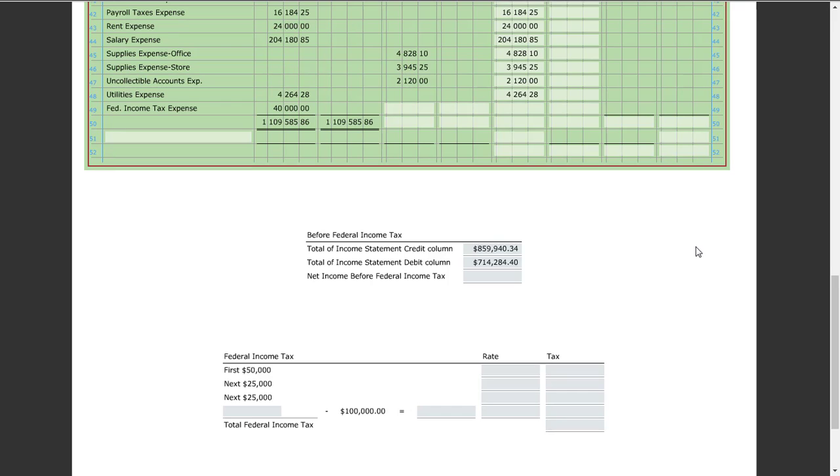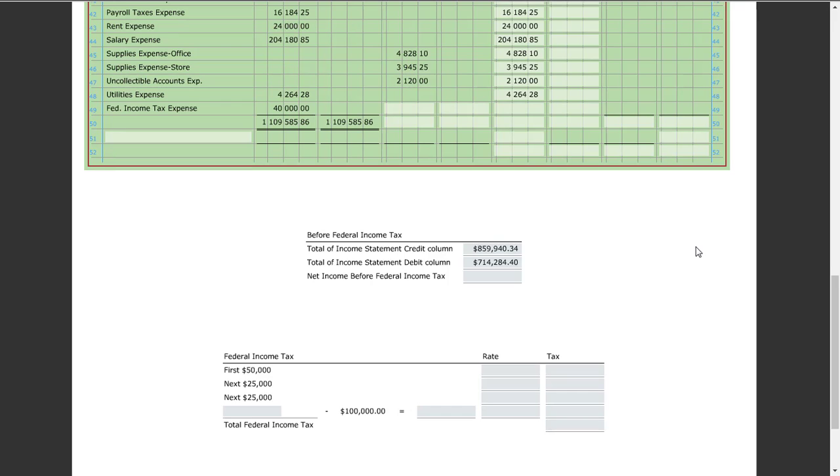Okay? Now, we don't put those numbers up top because they are going to change. That's why we put them down here in this section. So we have a credit of $859 and we have a debit of $714, which means we have a net income. We purposely add those numbers up without our federal income tax because our business has estimated what they think will be our tax, and that is what is in line 49. They estimated this year that it will be $40,000.